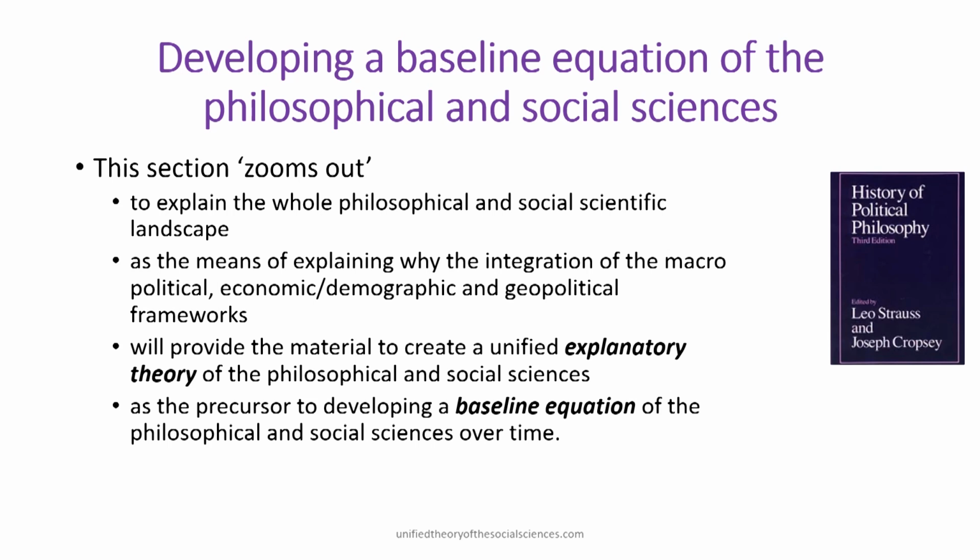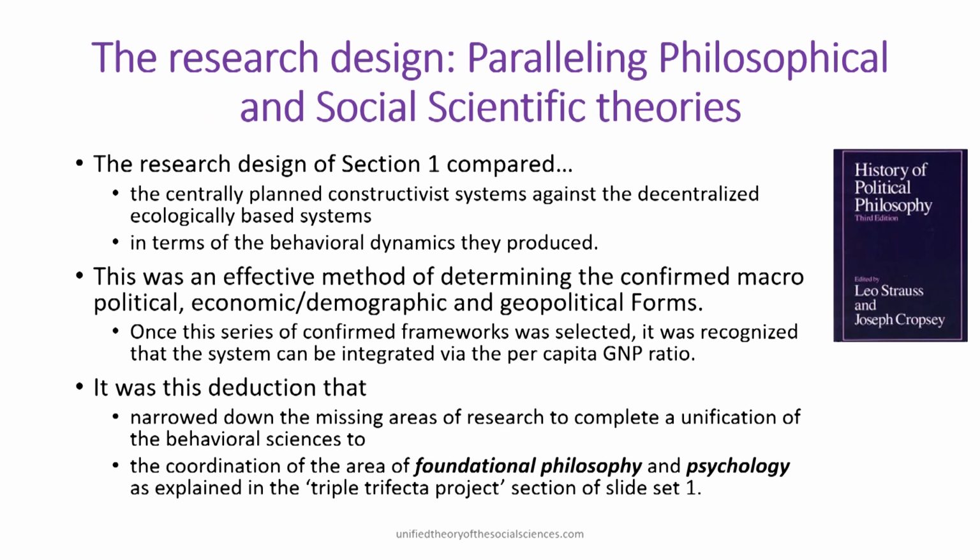This section zooms out to explain the whole philosophical and social scientific landscape as a means of explaining why the integration of the macro political, economic over demographic, and geopolitical frameworks will provide the material to create a unified theory of the philosophical and social sciences, as a precursor to developing a baseline equation of philosophical and social sciences over time.